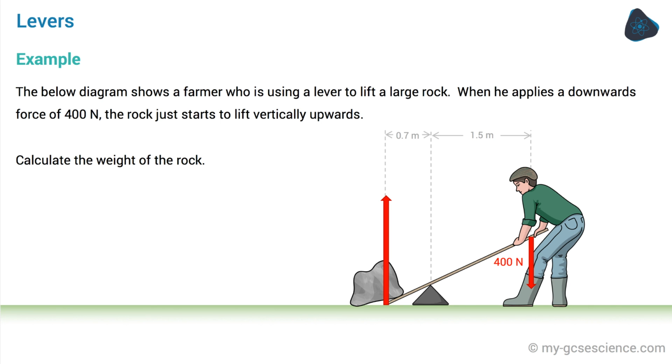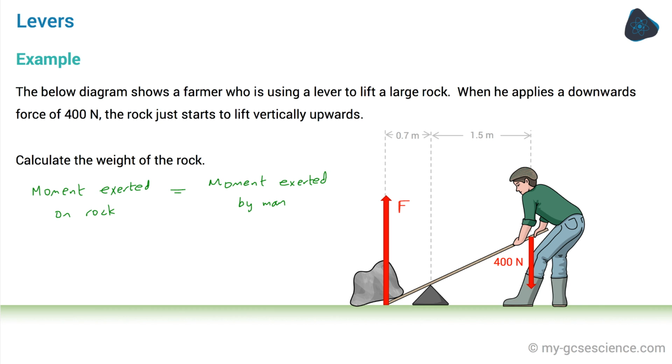As you can see, we've been asked to work out the weight of the rock, which is going to be equal to the value of this upwards force F. When the farmer pushes downwards, we know that the clockwise moment exerted on the rock is going to be equal to the clockwise moment which he exerts about the pivot.